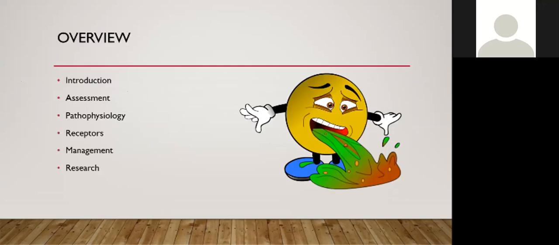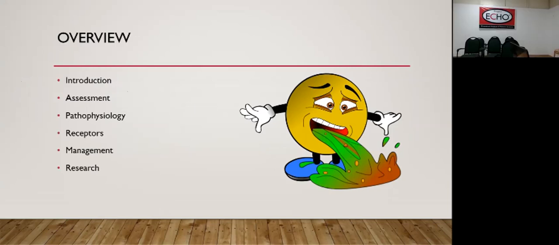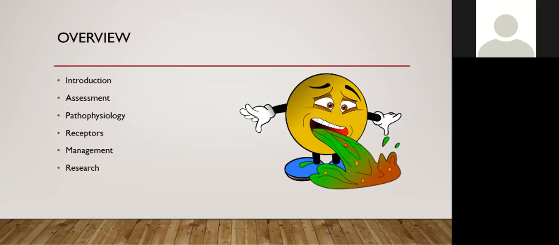Today I'm hoping to cover the GI symptoms, nausea and vomiting, and constipation. In nausea and vomiting, I'll be covering the symptom introduction, then assessment of the patient, the pathophysiology, the receptors that are involved when you manage a patient with nausea and vomiting, then the management and a bit on the latest research. Next slide, please.